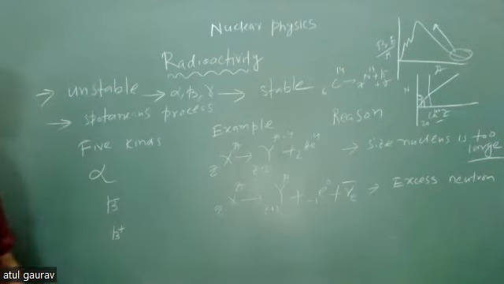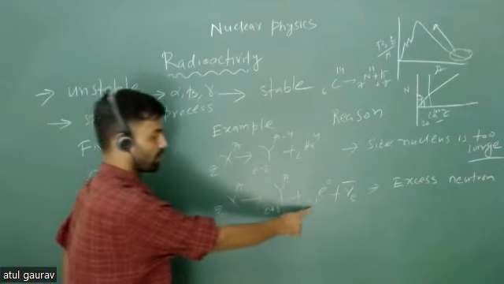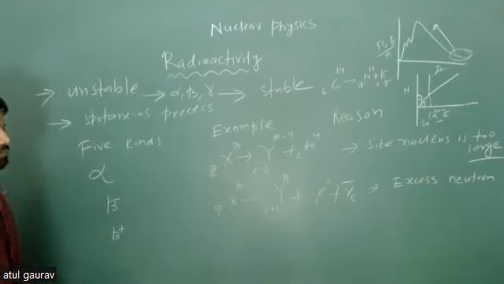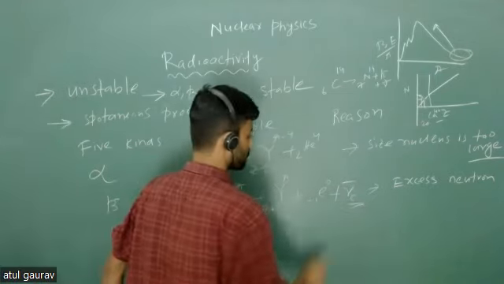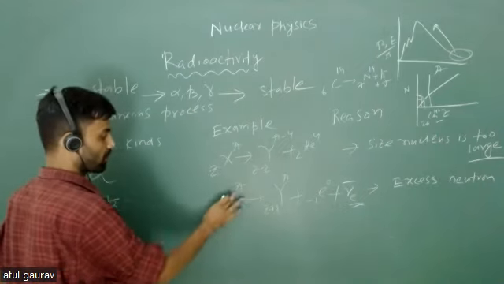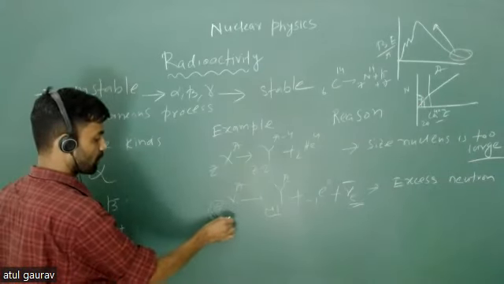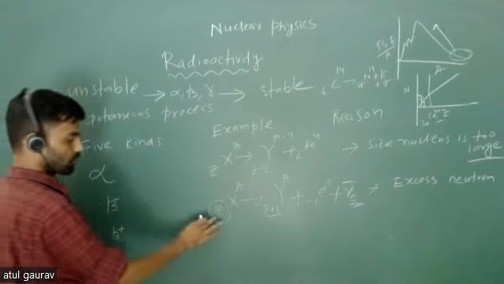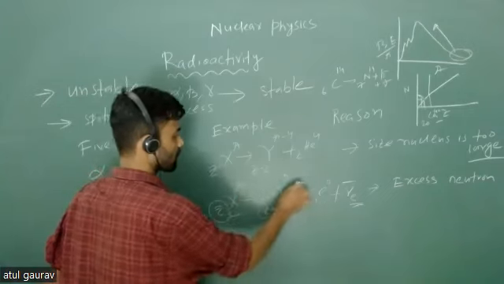In beta minus, an electron is emitted, right? That's why I wrote charge is minus, and the mass is 0. One neutron is converted into a proton, an electron and an antineutrino. In the equation, atomic number, or charge number, should be conserved. So the atomic number on the left is Z, and on the right it is Z plus 1 minus 1, which is Z. Mass number is also conserved.